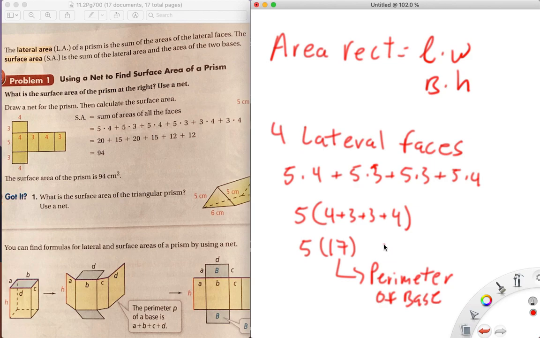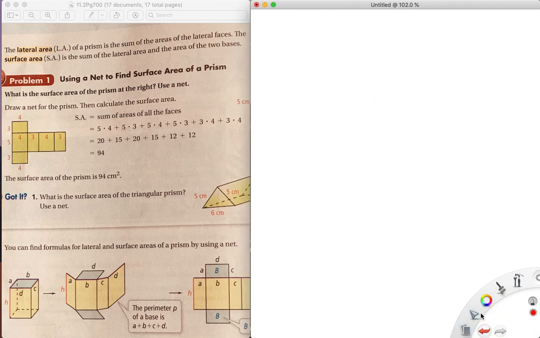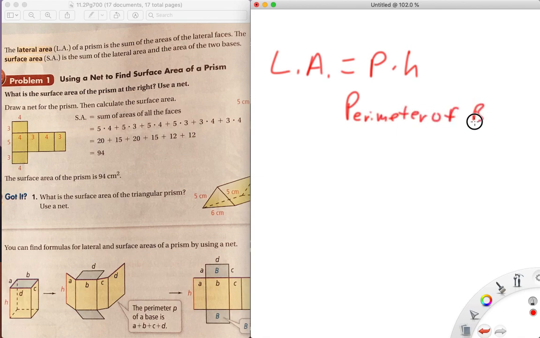This 17 is the perimeter of the base, and this 5 is your height. It connects the bases to each other perpendicularly. So the lateral area, or LA, lateral area, not lateral surface area, I'm sorry, the lateral area is equal to the perimeter of the base times the height. Perimeter of the base times the height. That's your lateral area.